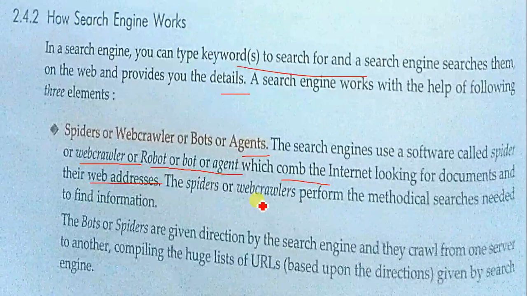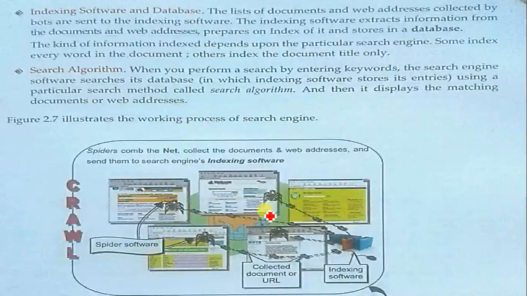The spiders or web crawlers perform a methodical search to find the information. Bots or spiders are given directions by the search engine, and they crawl from one server to another, compiling a list of URLs based upon the directions given by the search engine.